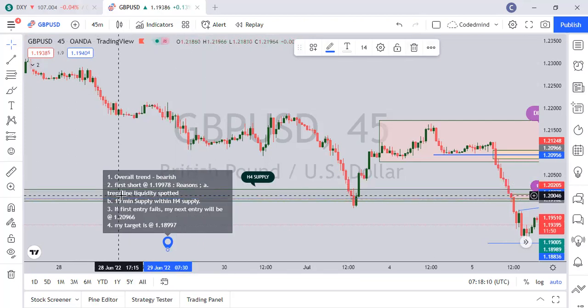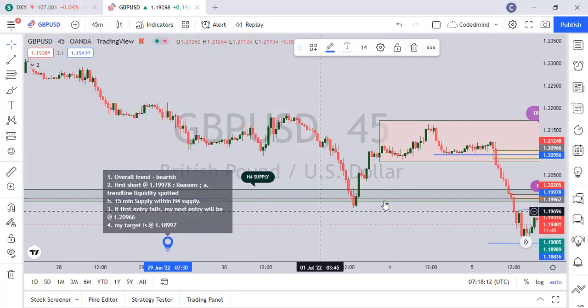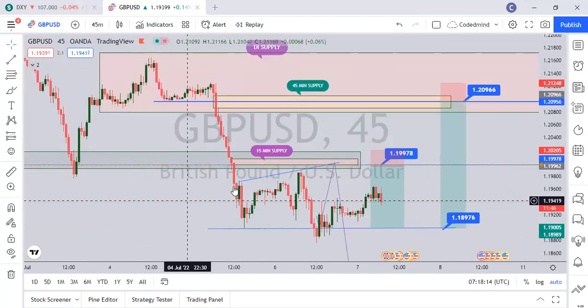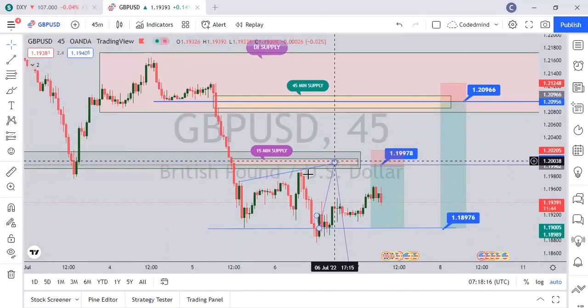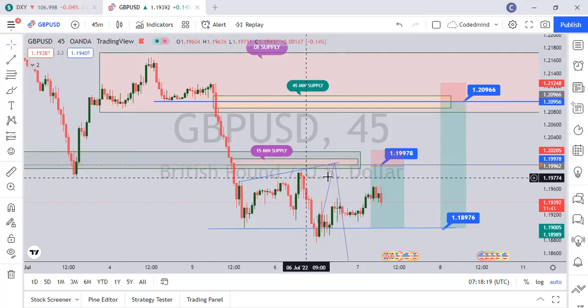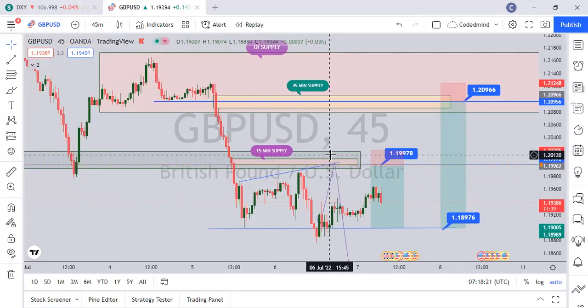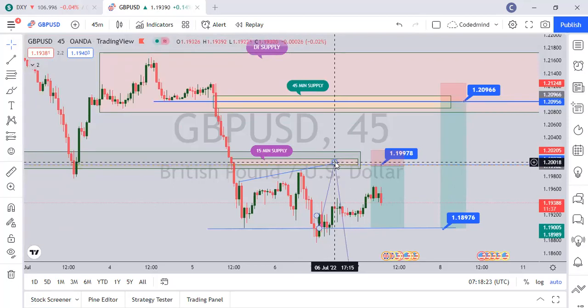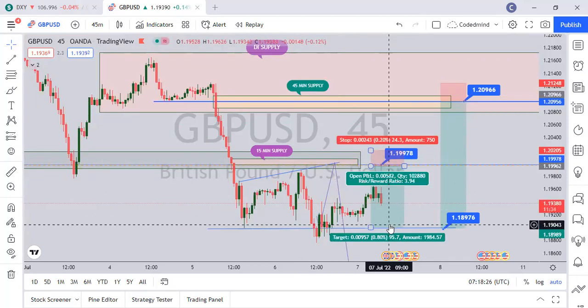and the reason being that there is a trend line liquidity that has been spotted there. What I mean by this is this. Okay, this is a trend line, and that trend line is a liquidity that price can just wipe above it and into our zone, and then price will fall.